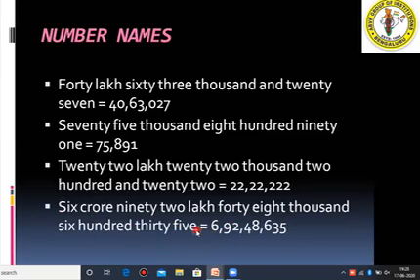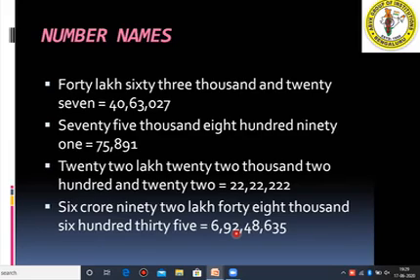6,92,48,635. Here we got 6 crore in the crore place also. You know how to write the number 6. Then 92 lakh, how to write 92. 48,000, 48. 635. What you have to do is observe carefully which period a place is missing under, and under that period you will get 0. If you observe carefully you can write the number.